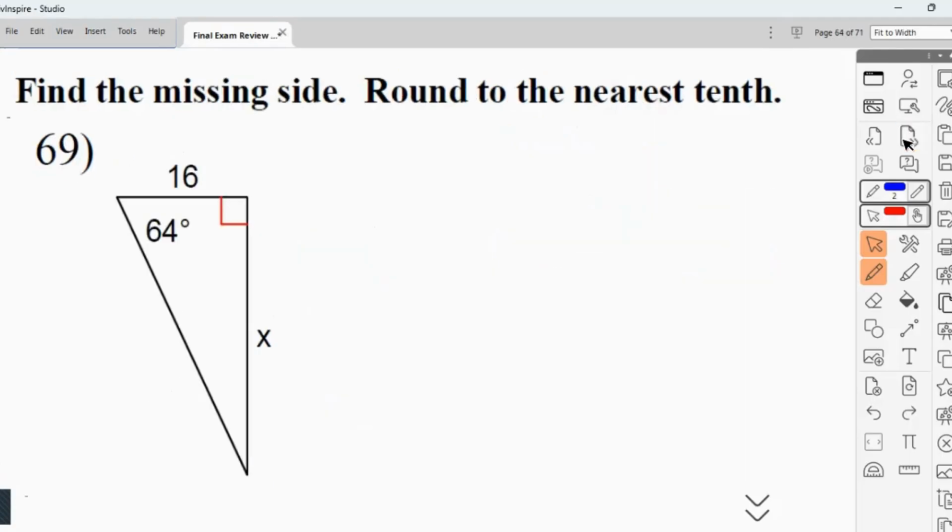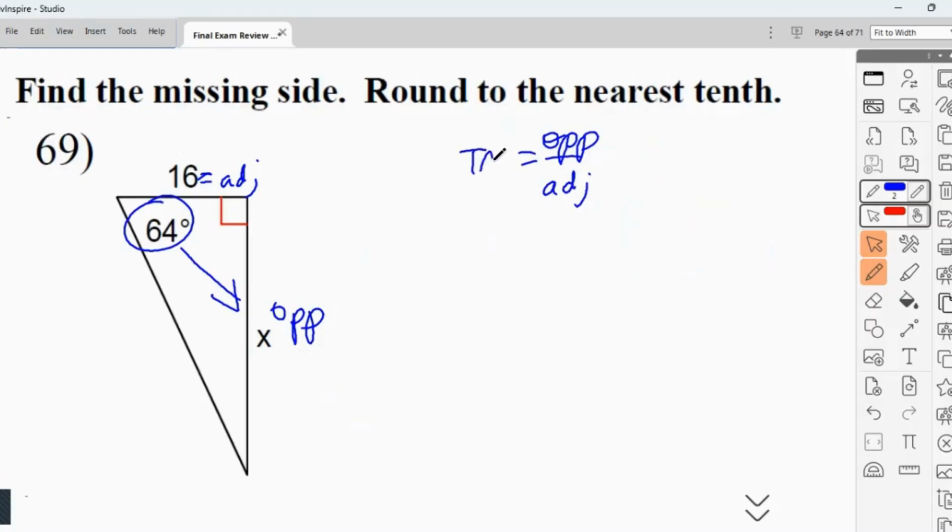Next one. We got, let's see, we've got a value here. Oh, let's go here. So we want to find the missing information here, the missing side. So this is going to be an opposite right here. This is going to be an adjacent, right? So opposite over adjacent, if you recall, is a tangent, okay? So tangent of 64 is equal to the opposite over the adjacent.